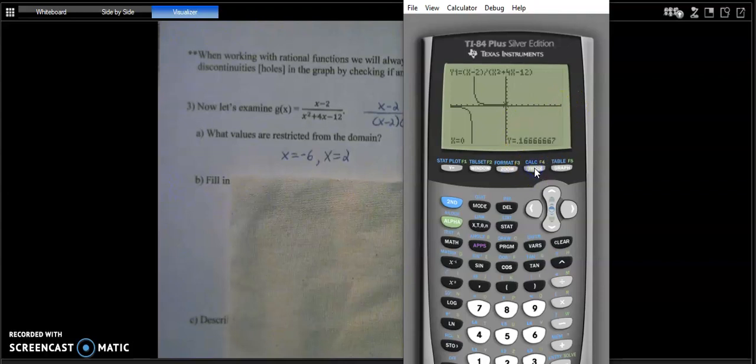So if I press trace and enter 2, notice it gives me nothing for an answer. It doesn't mean 0. It means that it's undefined. So there's something happening here at x equals 2 that your calculator can't quite draw.